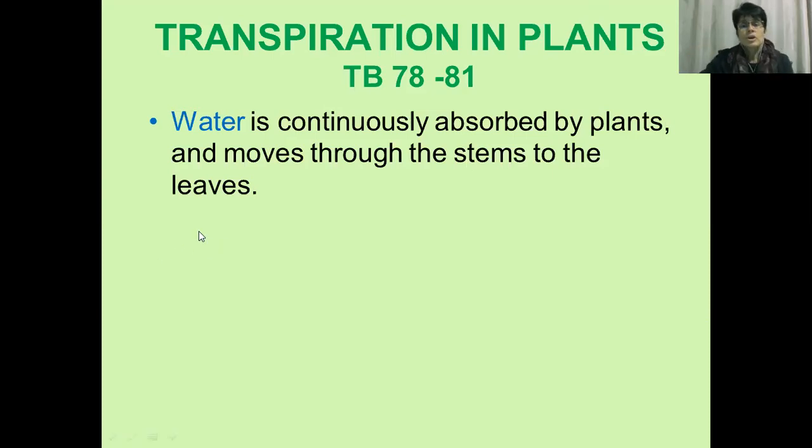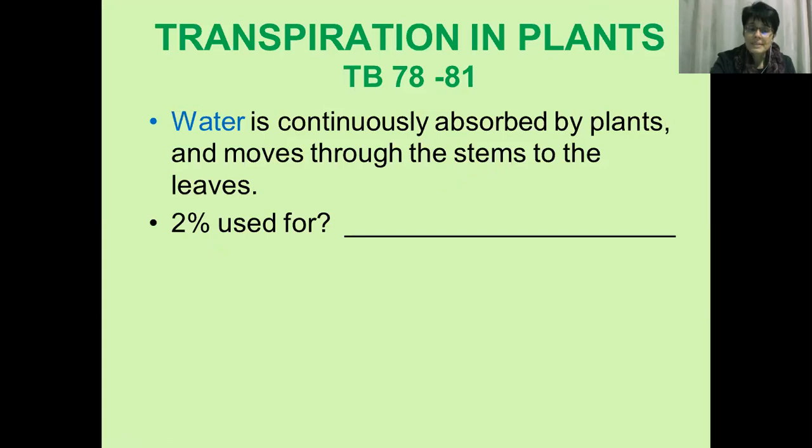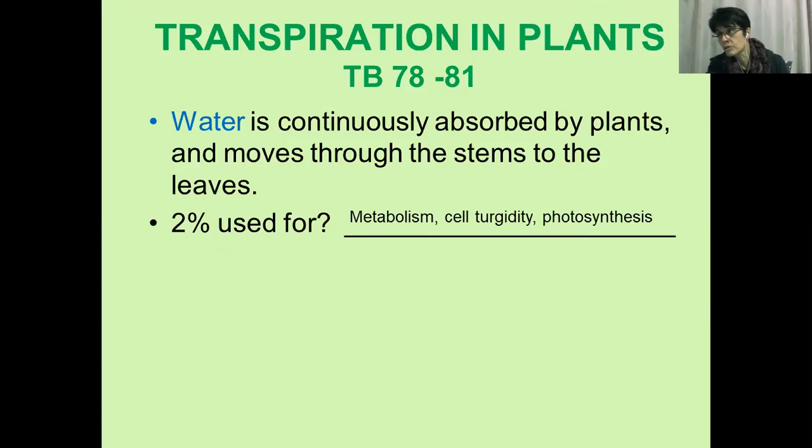All right, so we know water is continuously absorbed by the plant's roots, and it goes up the stems to the leaves. 2% of that water is used for, what the cell does, photosynthesis, keeping the cells turgid, metabolism. Water is either used or produced during cellular reactions. Okay, think of cellular respiration. Water is produced. Water is used for photosynthesis.